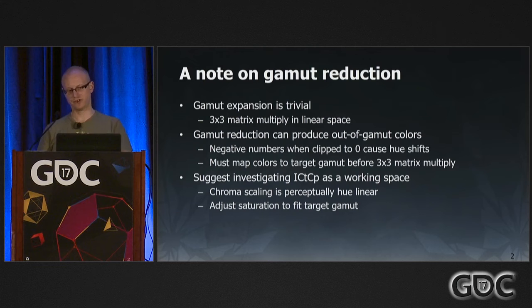And again, we're back to this format, ICtCp. We really suggest using this as a working space because, if you recall, the chroma part of this is perceptually hue linear. So you could do something as simple as just scaling the saturation until it fits the target gamut. You won't change hue, you'll just change saturation. So this is our thinking. Relatively simply, just scale the saturation down until it fits in the target gamut and then go from there.